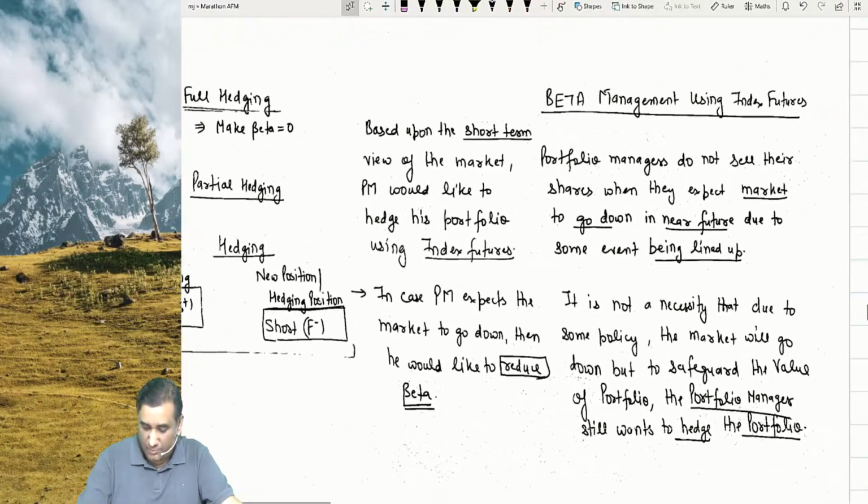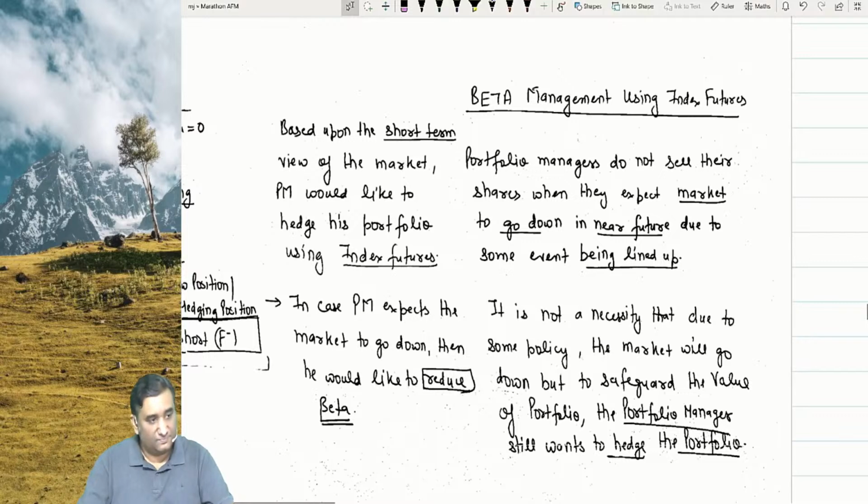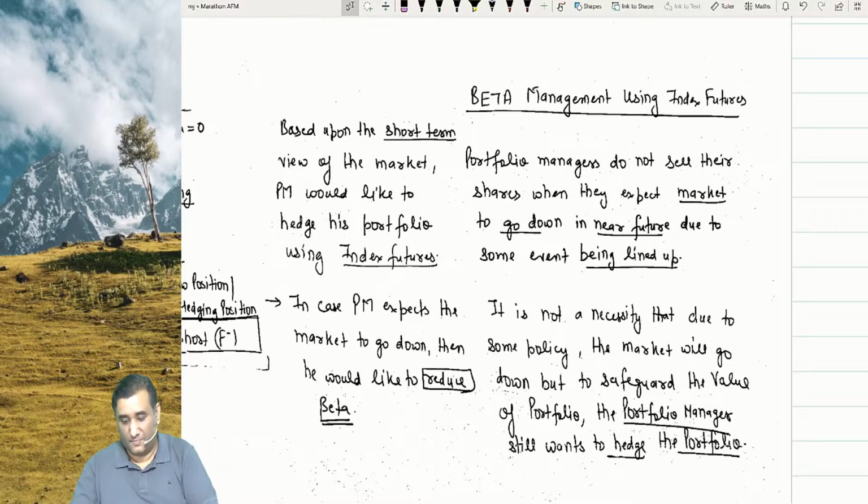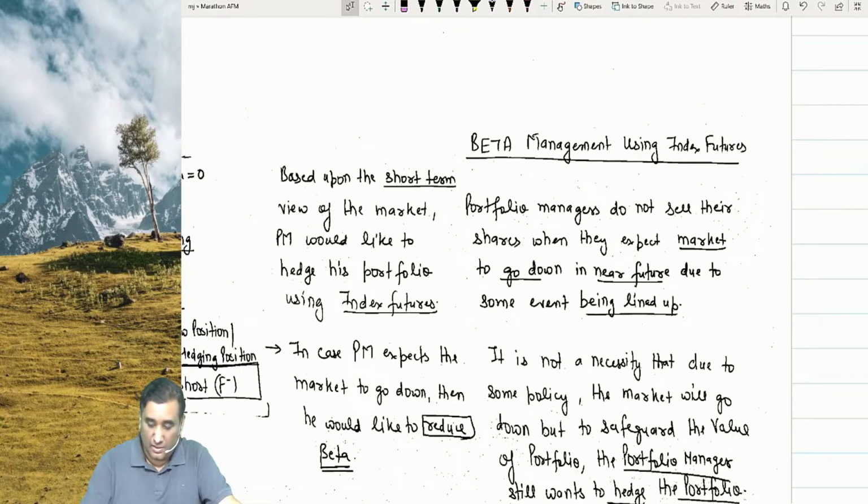Page number 17. Beta management. The next feature. Now the objective of this topic is that you are trying to hedge your risk, manage your risk. Adjustment of beta is basically what we are trying to do.